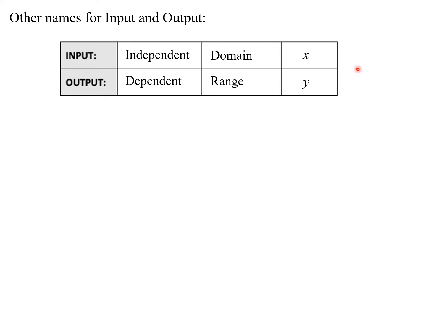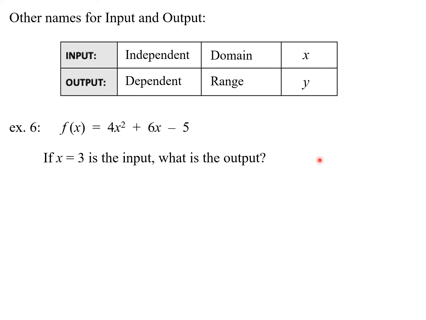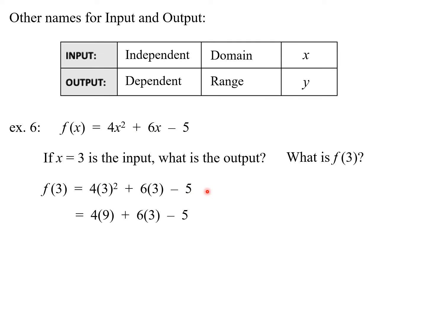So now let's take the next example. Let's take this one right here. If x is equal to 3, what is the output? In other words, what is f of 3? Well, we've done this before, right? You just plug in 3 into f of x and do a little math, and that turns out to be 49. So, review.